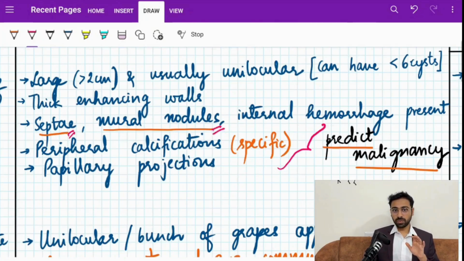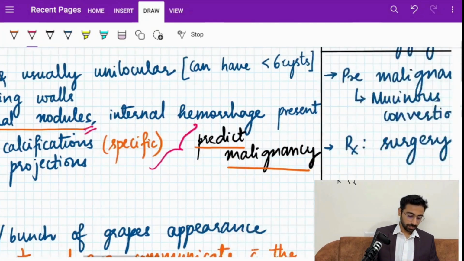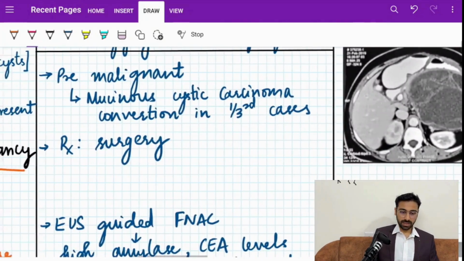Especially this is helpful when there is a pseudocyst and mucinous cystic neoplasm and you have to differentiate both of them. Especially a unilocular mucinous cystic neoplasm, it's quite difficult to differentiate from pseudocyst. However, if you get a peripheral calcification, if the age matches, if the patient is a female, you first put mucinous cystic neoplasm in your differential diagnosis. The special features are it is pre-malignant, as I have already mentioned, and treatment is surgery.